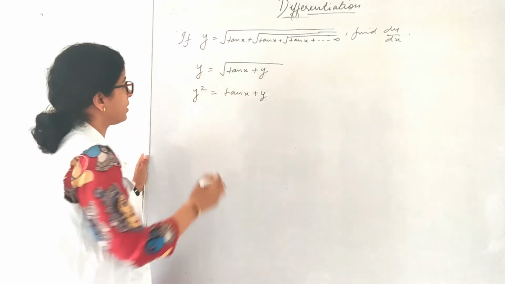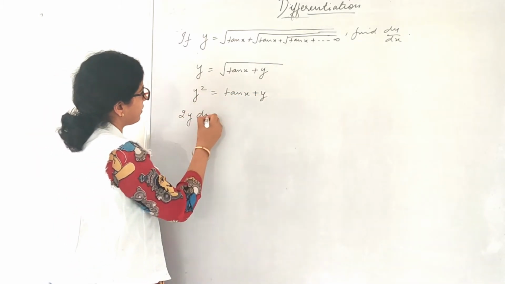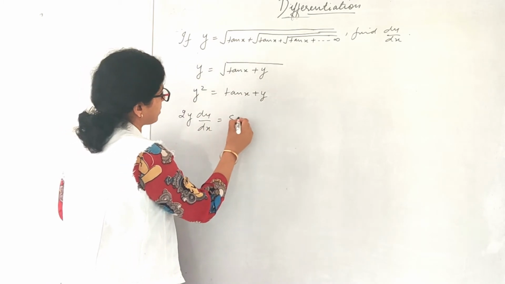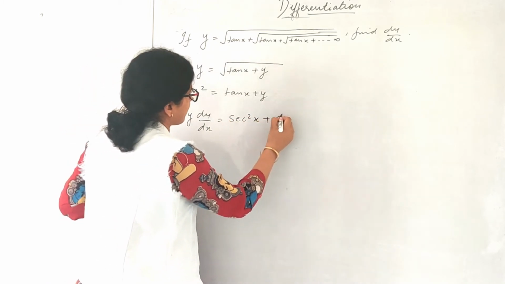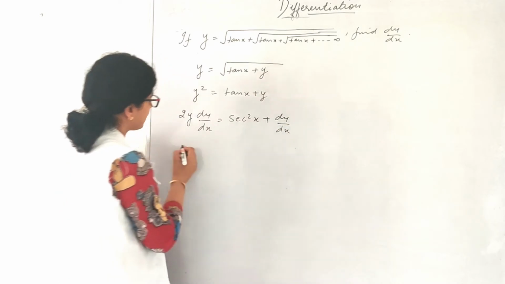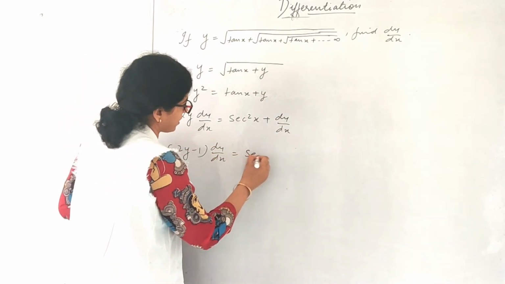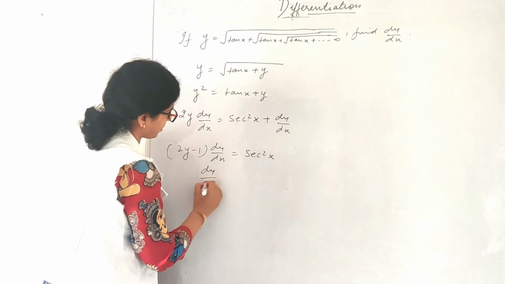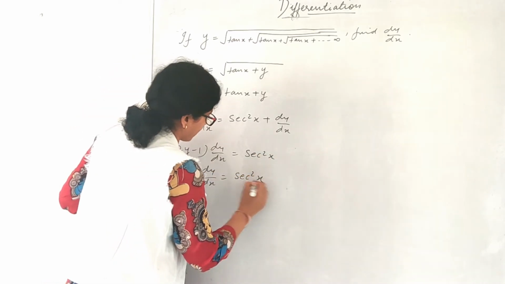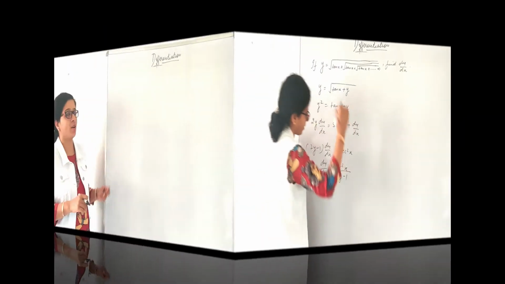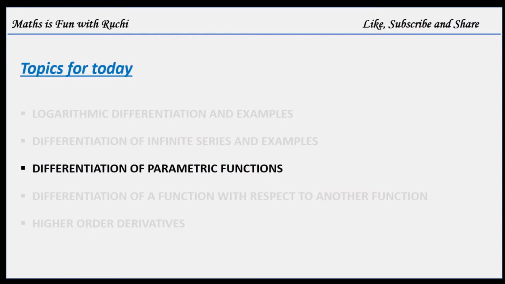Now I'll differentiate. So I'll get 2y dy by dx equals secant square x plus dy by dx. Collect the terms of dy by dx. So (2y minus 1) dy by dx equals secant square x, and dy by dx equals secant square x upon (2y minus 1).